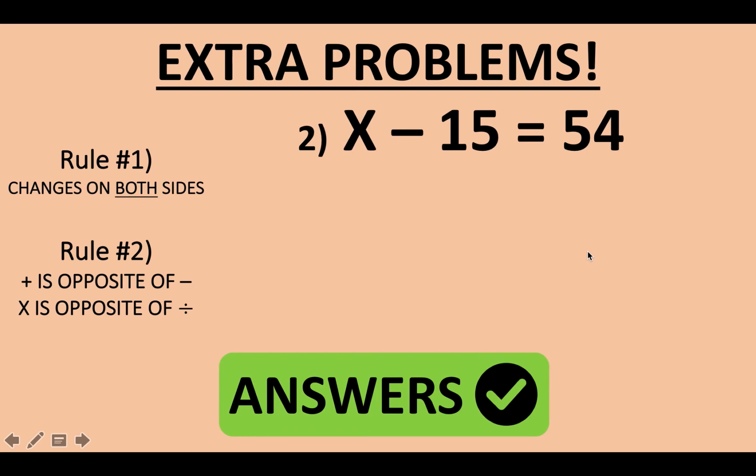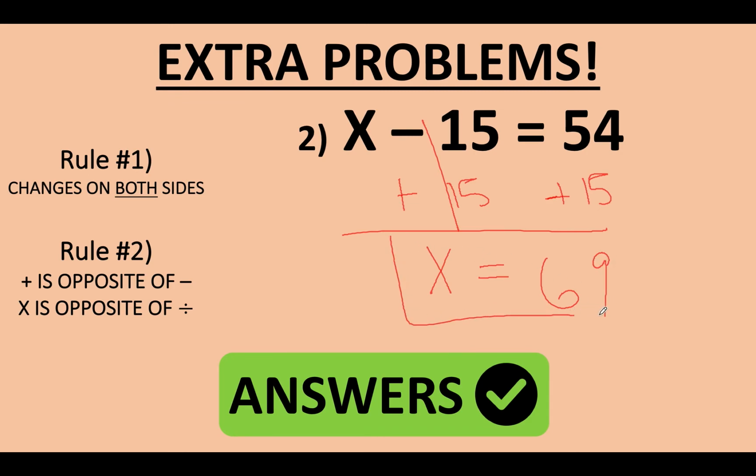Moving on to problem number 2, x minus 15 equals 54. So since there's a minus 15, I'm going to have a plus 15 on both sides right over here. Minus 15 and plus 15 are going to cancel out, so then we're only left with x equals 69, and that is our answer for number 2.